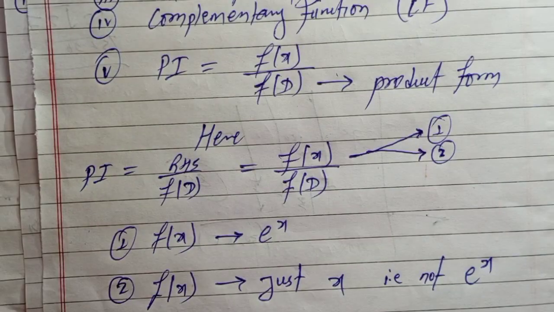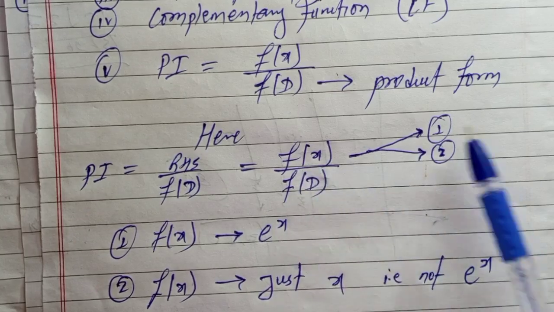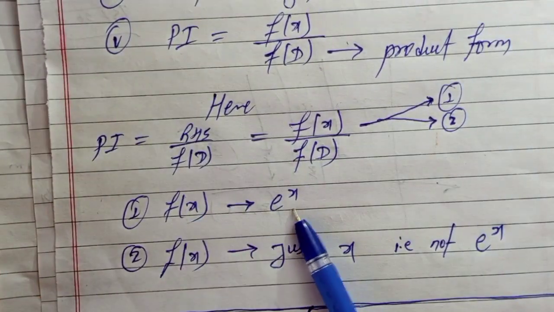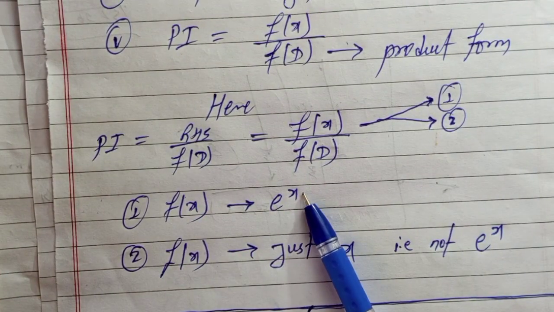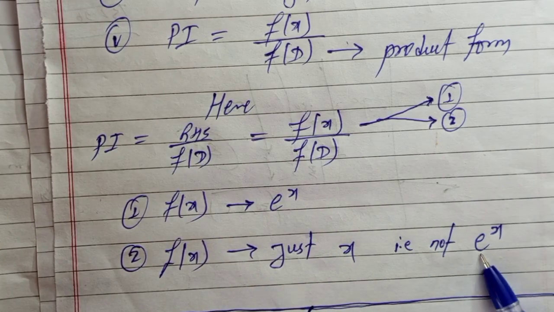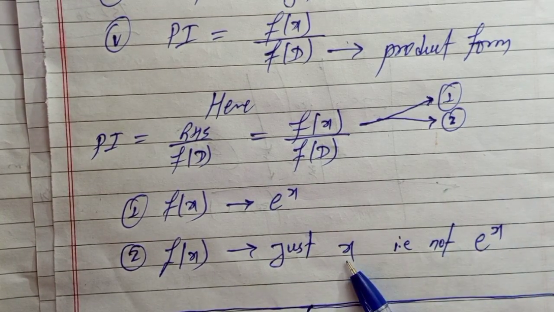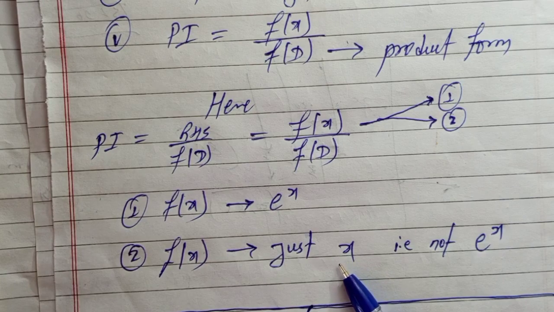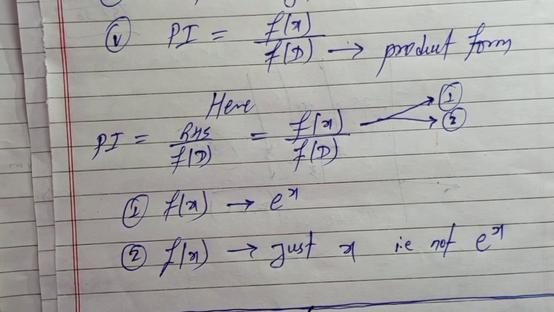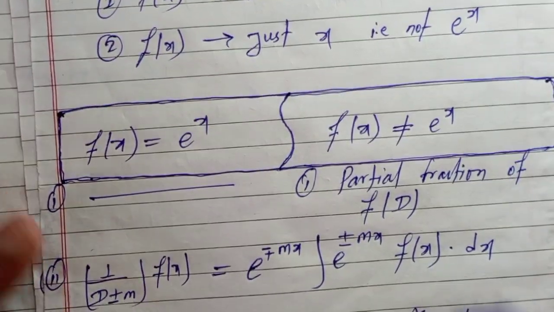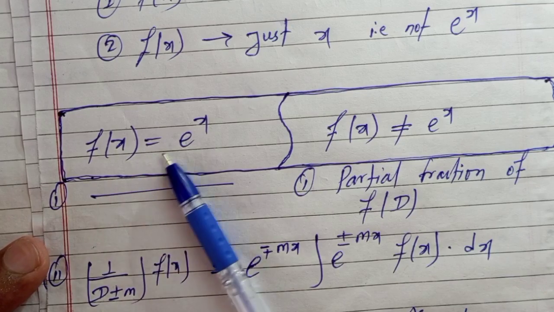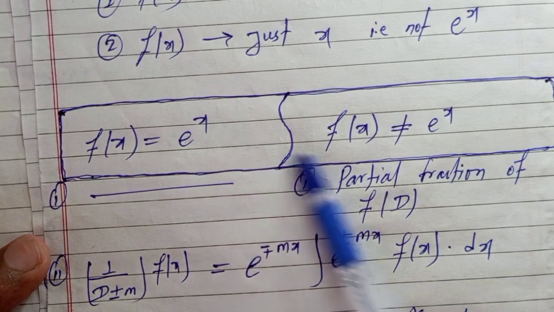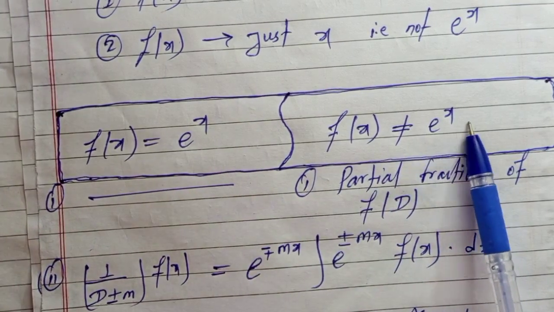But here we get two cases on the basis of function of x, that is, 1 and 2. Suppose function of x is in the form of e to the power x, or function of x is not in the form of e to the power x, that is, only x. Then we get two different ways from here. Suppose function of x is in the form of e to the power x, and function of x is not in the form of e to the power x.